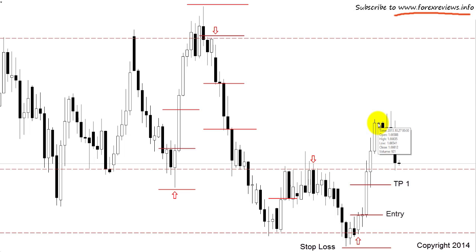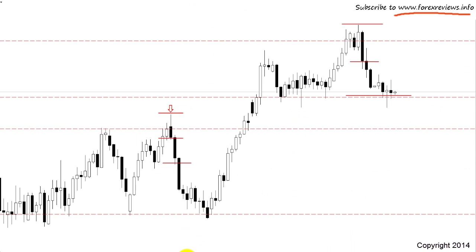Okay, you see this little candle here? If you'd waited a little bit longer, you could have gotten out here or here, right? This was the signal to get out. It wasn't structure, but it was a signal to get out. It wasn't a signal entry. It was a signal exit. Okay, let's go on to the next pair.